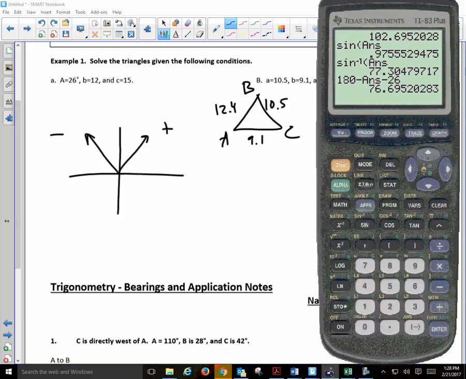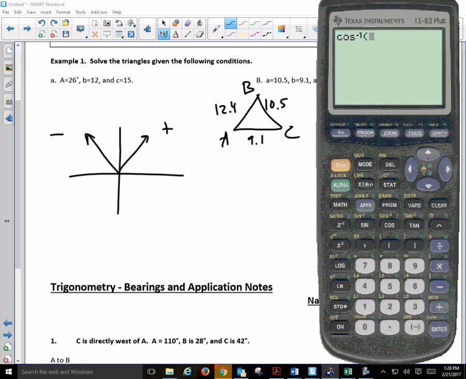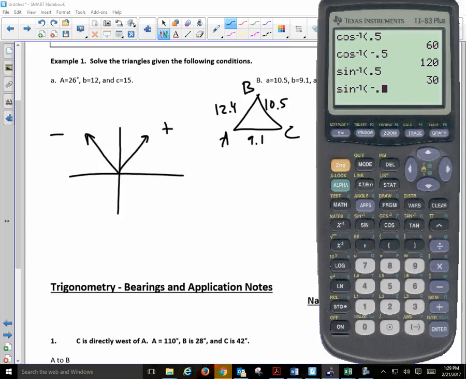I'll make my point real quickly. If you do cosine inverse of 0.5, you get 60. If I do cosine inverse of negative 0.5, you get 120. So cosine can tell us if we get an obtuse angle or not. Totally different with sine. If you do sine inverse of 0.5, it gives you 30. If you do sine inverse of negative 0.5, it gives you negative 30. But the idea is that we like to work with cosine.